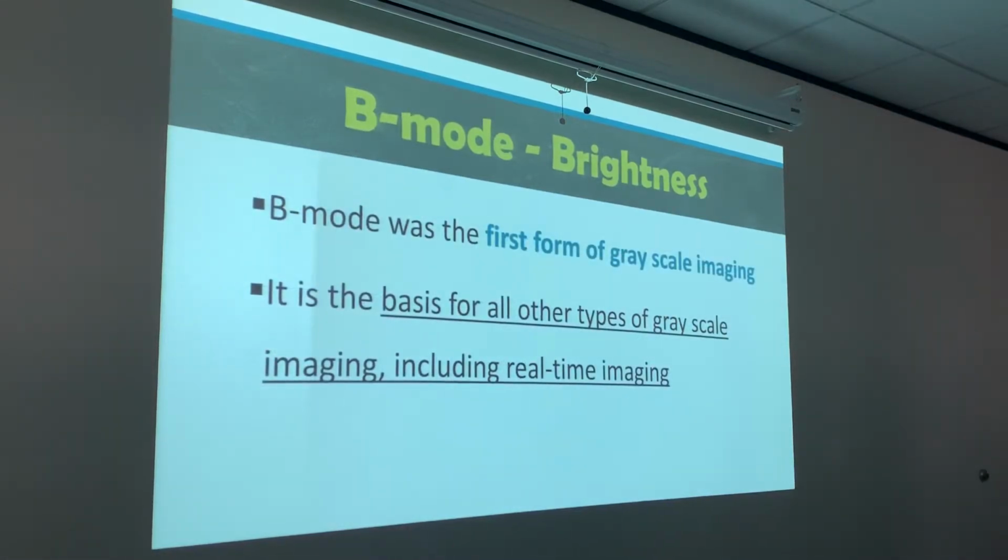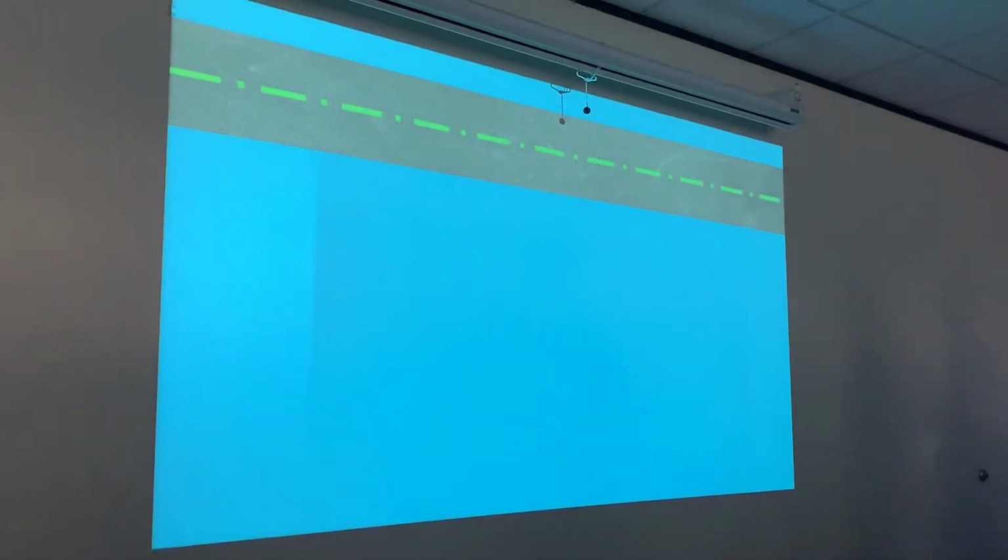Okay, like I already said, B mode was the first form of grayscale imaging. It is the basis for all other types of grayscale imaging, including what we currently use as real-time imaging. That's chapter 13. B mode, guys. Any questions?